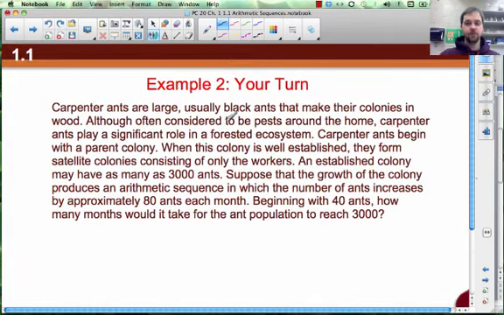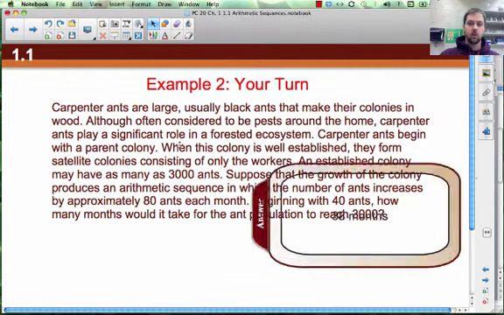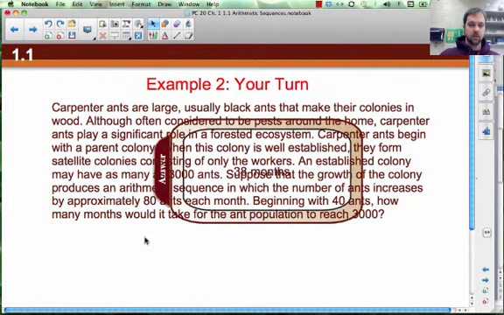Here's another your turn. Give it a try. When you come back, the answer will be there. So hit pause now. Welcome back. Here's your answer. It says 38 months. 38 months.